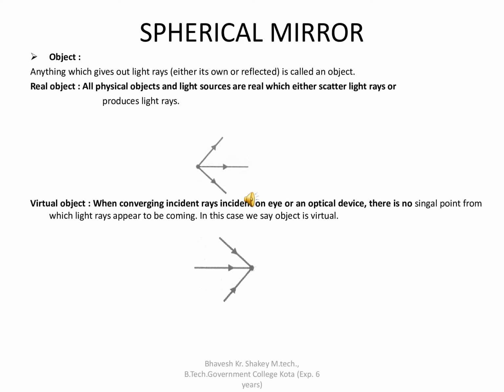Now we go to the definition of a virtual object. When converging incident rays fall on the eye or an optical device, there is no single point from which light rays appear to be coming. In this case we say the object is virtual.